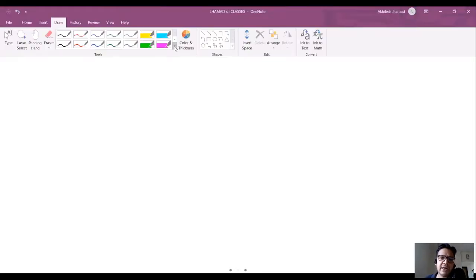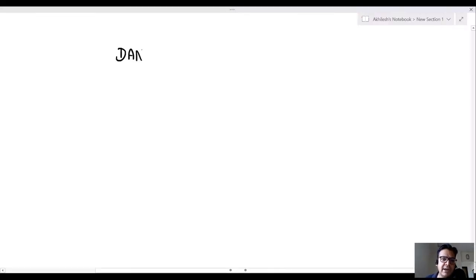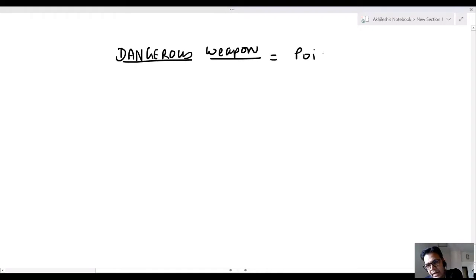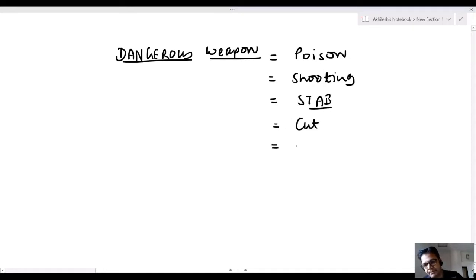Now, sir, before coming to the punishment, you should know what are dangerous weapons. Poison is a dangerous weapon. A shooting weapon by which you shoot is a dangerous weapon. A stabbing weapon is a dangerous weapon. A cutting weapon is a dangerous weapon. Sir, some animals are also dangerous weapons. A bomb blast is a dangerous weapon. Heat is a dangerous weapon.